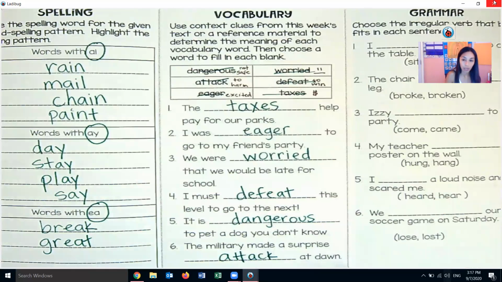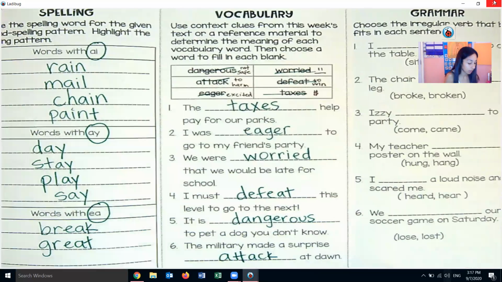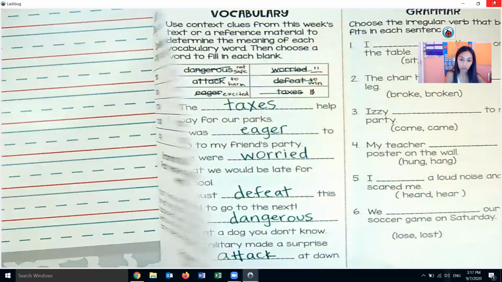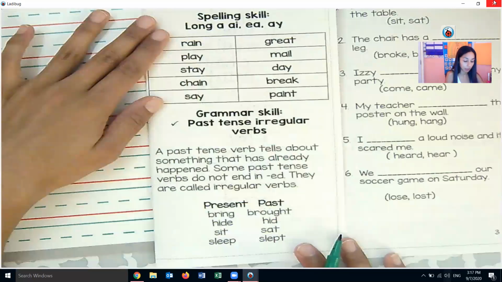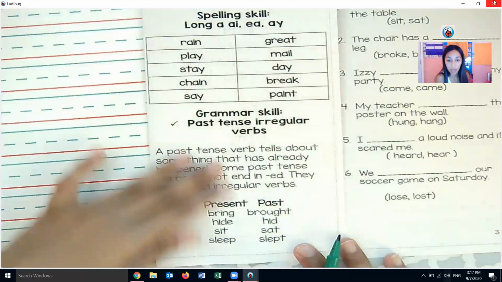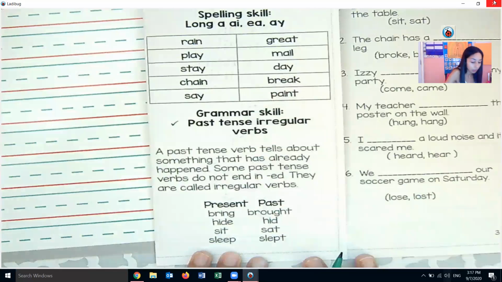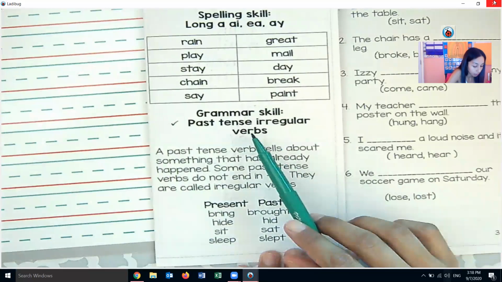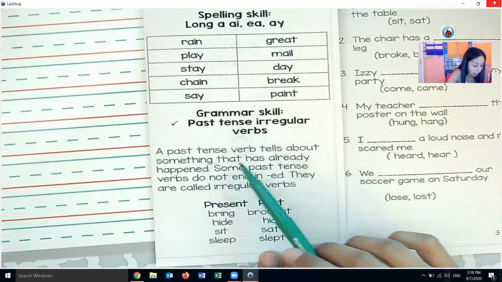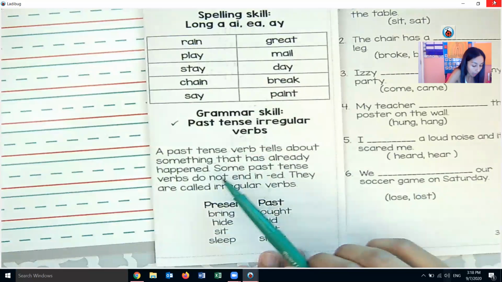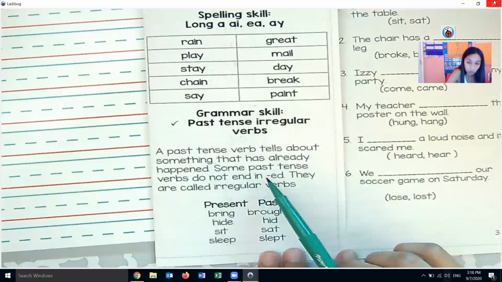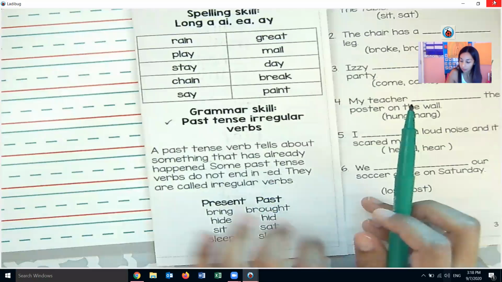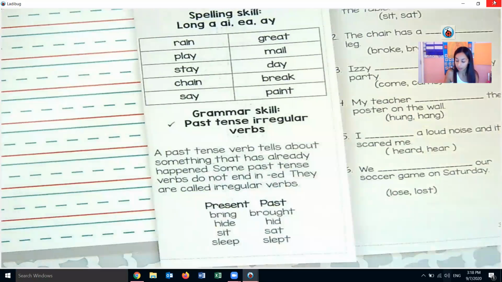So grammar. I'm going to go to the front part of our pamphlet because the front part always describes the grammar piece and what we should do with it. So the grammar skill is past tense irregular verbs. A past tense verb tells about something that has already happened. Some past tense verbs do not end in ed. So kind of like in our daily packet today, right?